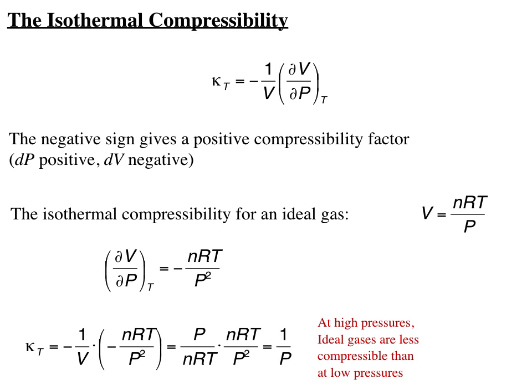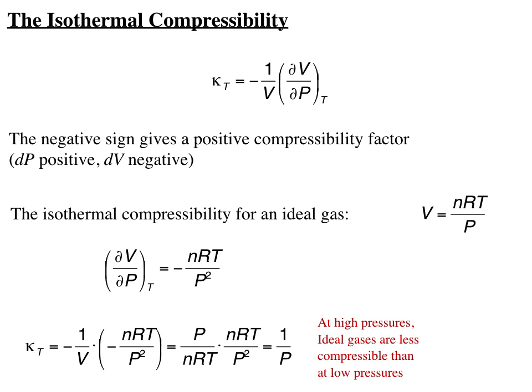So why is there a negative sign? That gives these values a positive value because remember, V and P are inversely proportional. When volume goes up, pressure goes down. When volume goes down, pressure goes up. So the sign of dV is always opposite the sign of dP. So in order to list these as positive quantities, we put the negative sign in front.